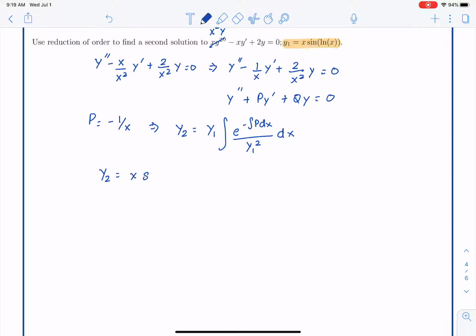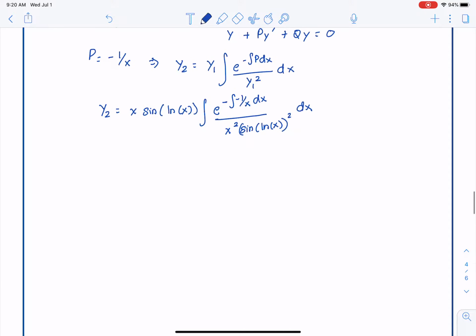So y2 would equal y1, and y1 is our solution that is given in the problem right here. So x sine ln of x integral e raised negative integral of negative 1 over x dx divided by y1 squared, which would simply be x squared sine ln of x squared dx. So that would give us x times sine ln of x integral e raised to the negatives. If you multiply, we would simply get dx over x.